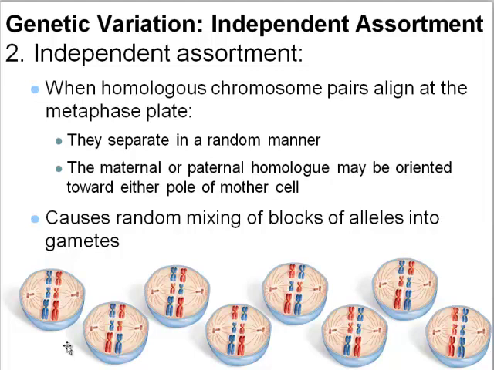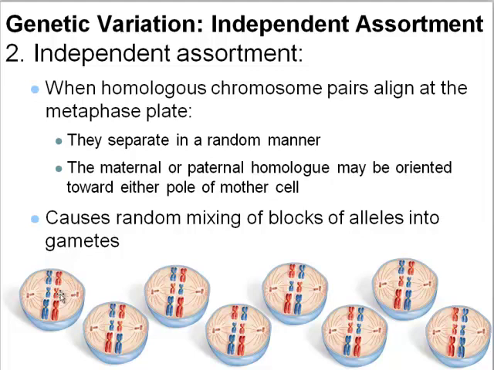So when the chromosomes line up, the first pair that I'm pointing to here lines up, and we could flip a coin. There's a 50% chance the blue one ends up on the left side and a 50% chance the red one ends up on the right side. But they could just as easily be flipped. There's an equal probability of both occurring.